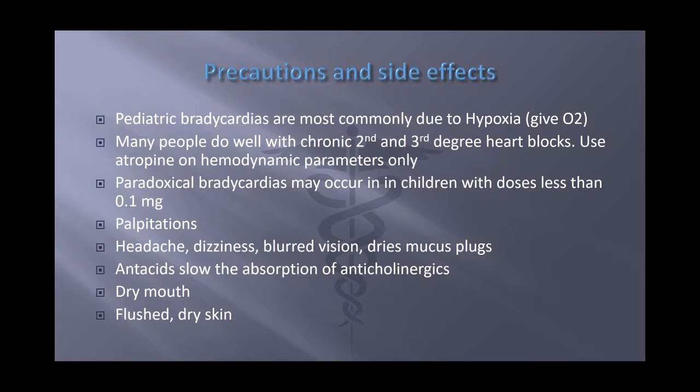Precautions and side effects of atropine. Pediatric bradycardias are most commonly due to hypoxia. Give oxygen instead. Many people do well with chronic second and third degree heart blocks. Use atropine on hemodynamic parameters only. Paradoxical bradycardias may occur in children with doses less than 0.1 milligrams.